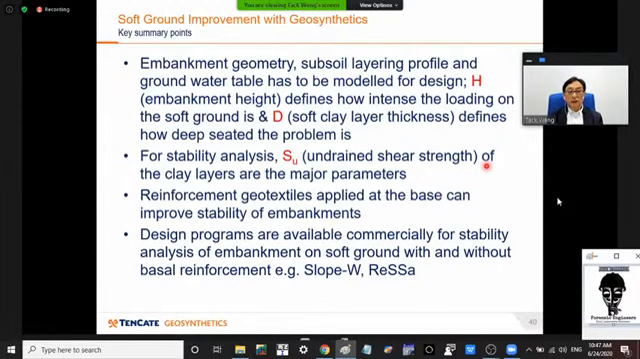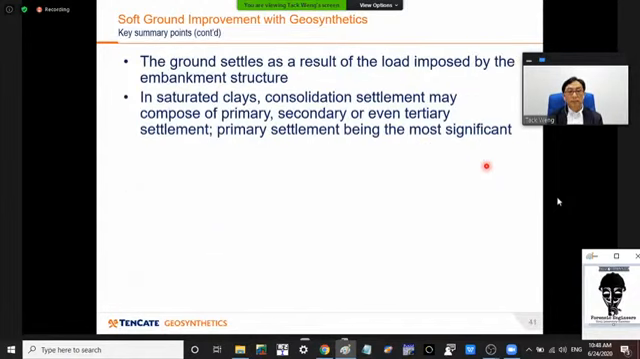These days, you have computer software that you can use to analyze the embankment, and we use that in-house as well, both SLOPE/W and RESA. These are commercially available software that you can buy. But we also provide it as a design proposal service if you have a project that requires that.